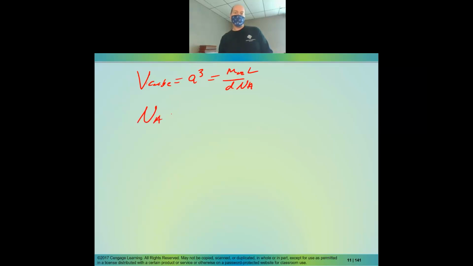All right, so we have our volume of the cube is equal to A to the third, which is molar mass times L over density times Avogadro's number. We need to solve for Avogadro's number. So multiply both sides by Avogadro's number, and then divide both sides by A to the third. And so you have molar mass times L divided by D, and then your A is cubed. And then you just plug in your numbers.